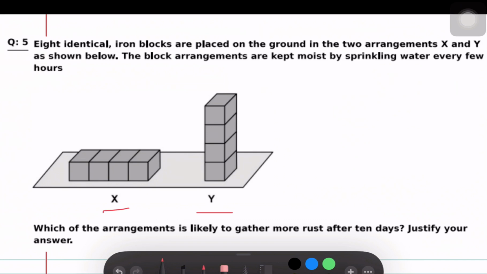Okay, so to start with, they had the same surface area, but now that they are kept in 2 different arrangements, the exposed surface area is different. If you look at it, it's very clear that Y has the most exposed surface area. If it doesn't make sense right away, consider this. In case of Y, the hidden surface area is less. In case of X, the hidden surface area is more.